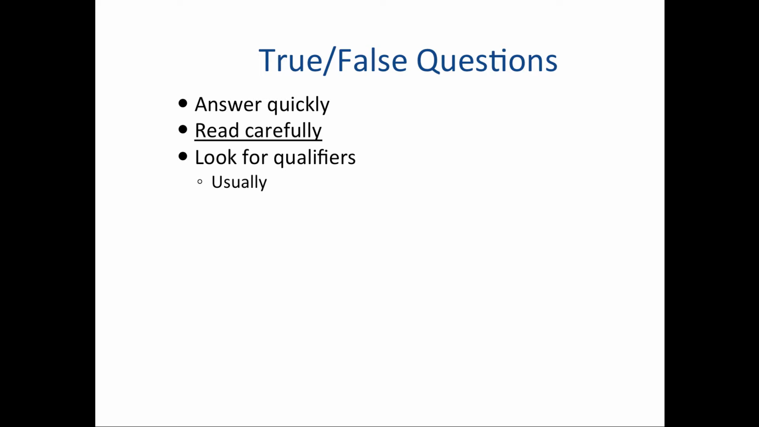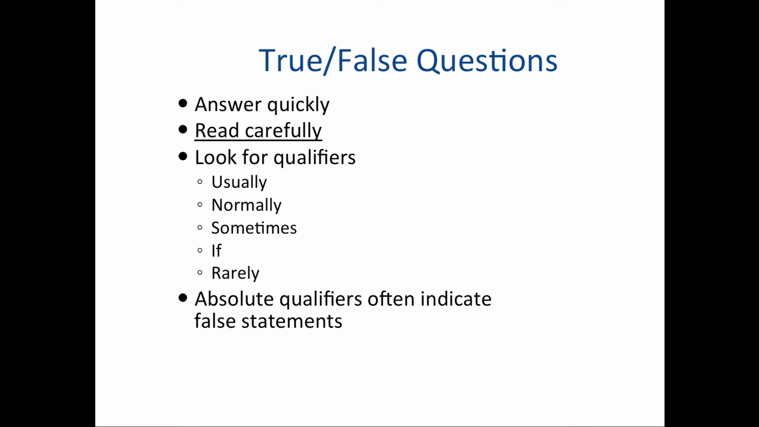Some examples of qualifiers are usually, normally, sometimes, if, rarely. And to really get students in the habit of analyzing the verbiage on test questions, and to let them know that absolute qualifiers often indicate false statements. We say, well, why is this? Because it's very rare that something is always true or never true. So getting students familiar with analyzing the language of test questions is very helpful.